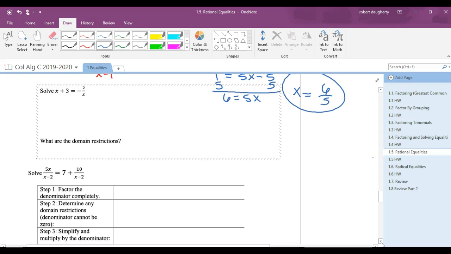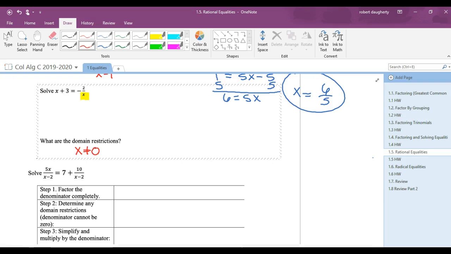What are the questions about the next one? What's the restriction? Yeah. The denominator. If you'll get in the habit, just look at whatever denominators you see. So that's the only denominator I see. That cannot be 0. So x cannot be 0. So that's my restriction. Okay.